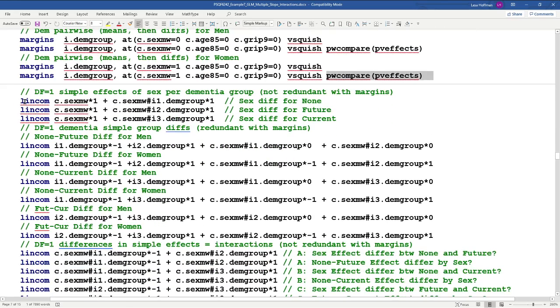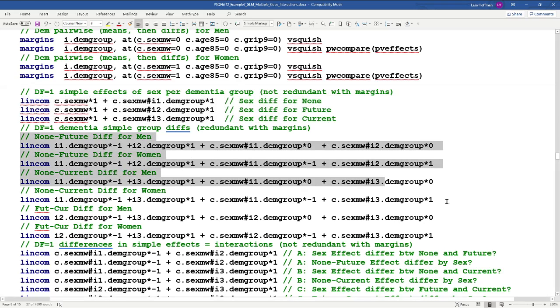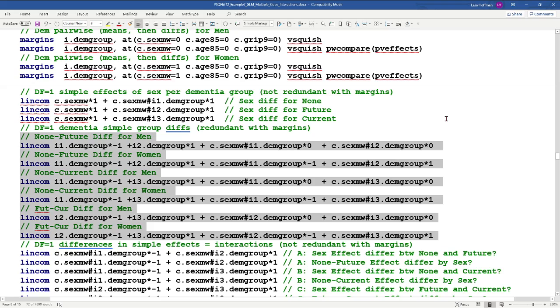And then we can have the simple effects of gender conditioning on each group. And so that is not redundant with margins. However, all of these pairwise differences between dementia groups conditioning on sex are redundant with margins. So all of this code can be replaced by just that much.